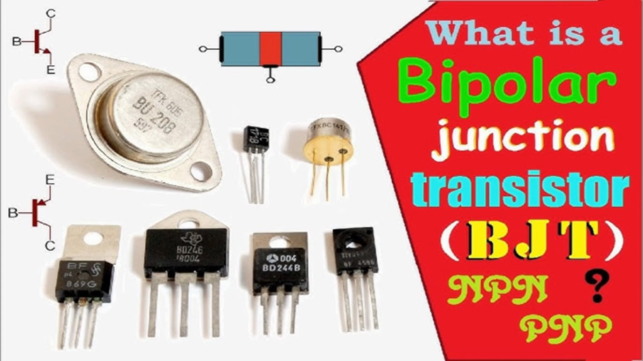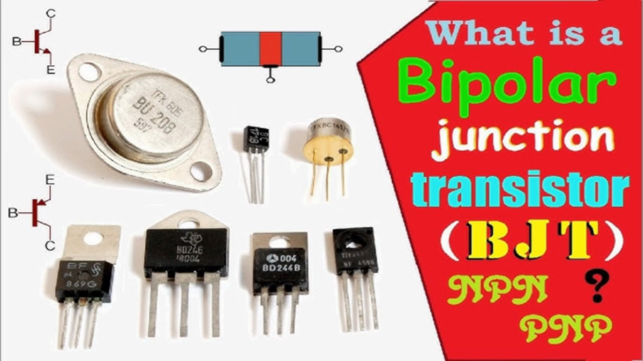4. Current amplification. The small base current I_B controls a much larger collector current I_C. The current gain of the transistor is given by beta equals I_C/I_B, where beta typically ranges from 20 to 1000. The total emitter current is I_E equals I_B plus I_C.